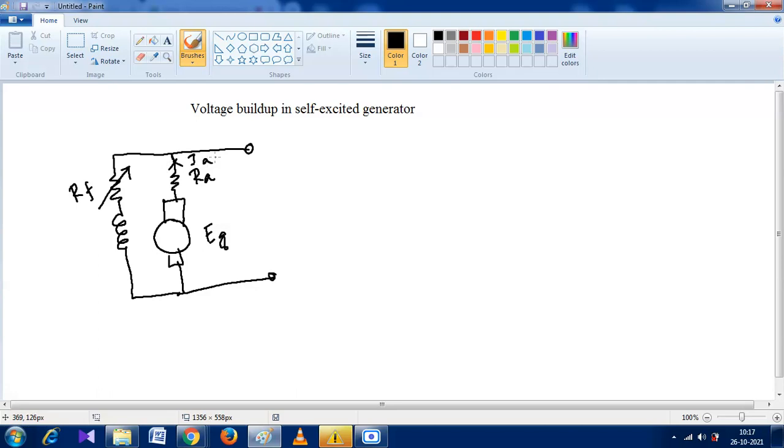Which type is this one? Series or shunt? Which one? Shunt. Why are you saying that this is shunt type? You are absolutely right. Because the field coil is in parallel with the armature.